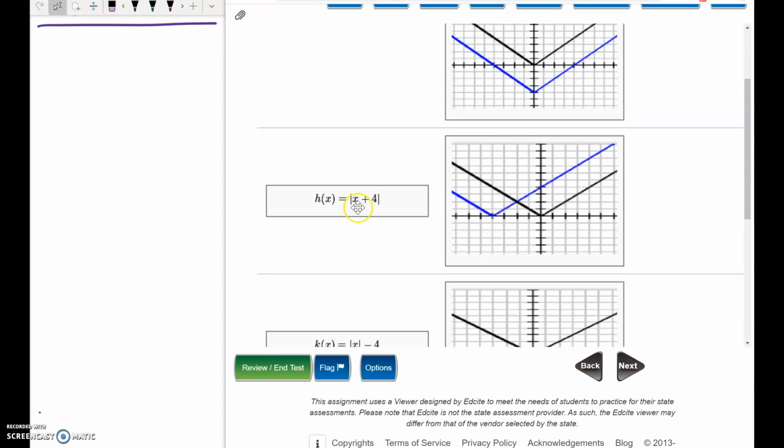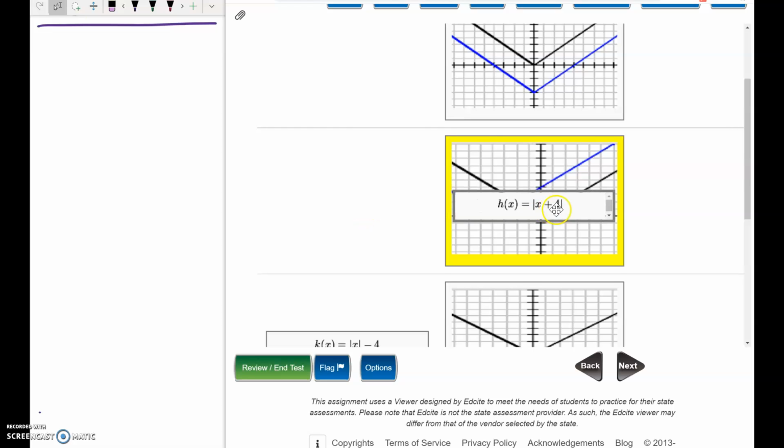My next one is x plus 4 inside the bars. Plus 4 inside the bars means left 4. Oh, hey, that one's right here. That's nice.